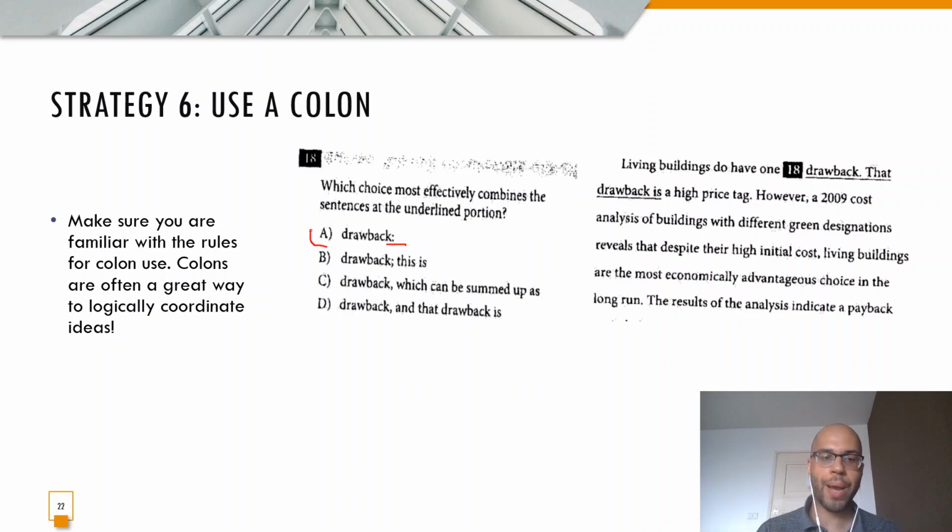So A is correct. As far as why B is wrong, again, remember our whole issue. It's unnecessary to say "which can be summed up as." This is just too wordy. Repeating information that's already been stated is often wrong in these questions.